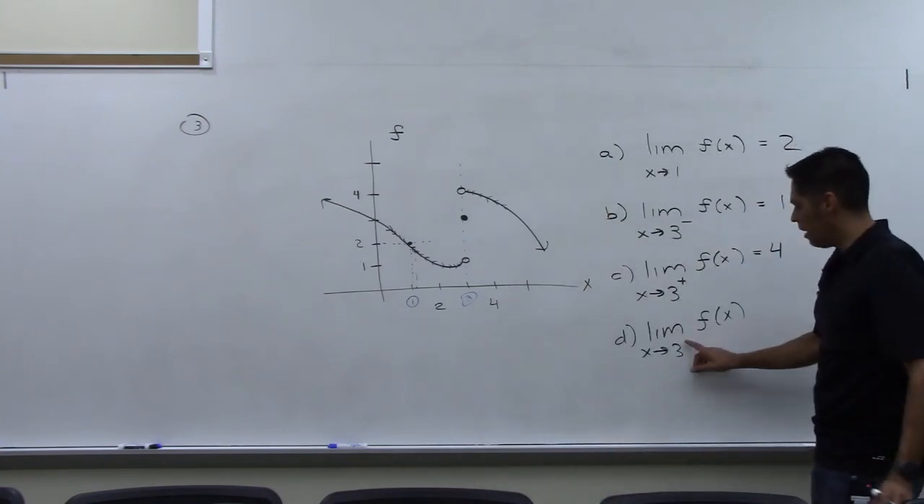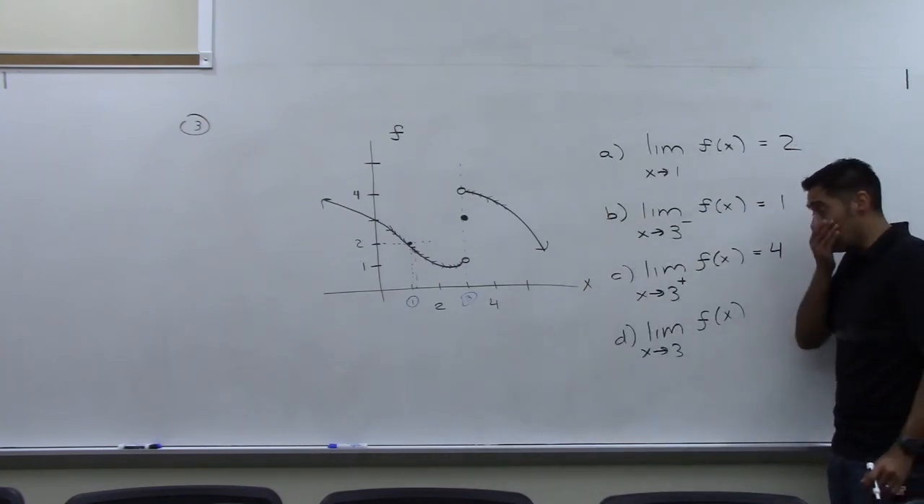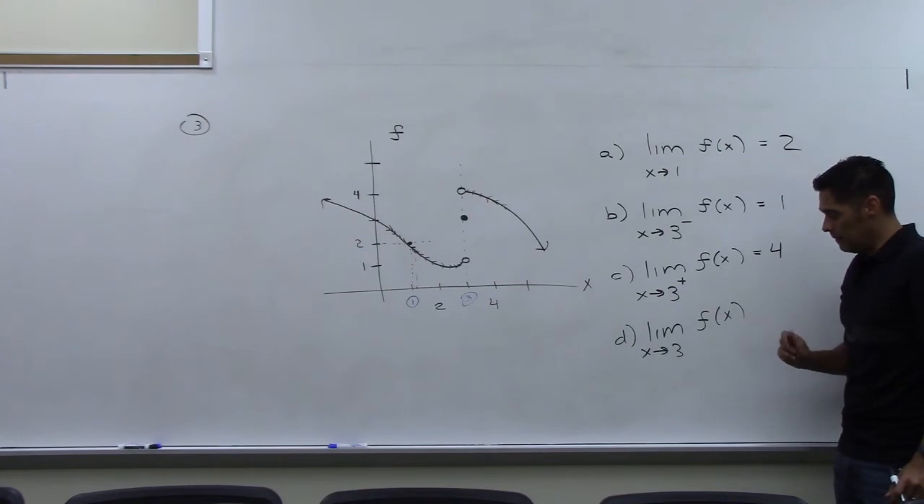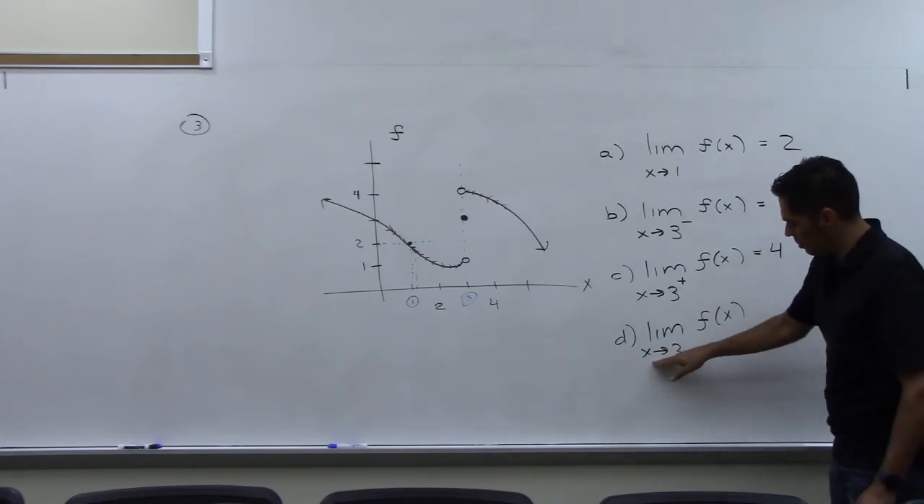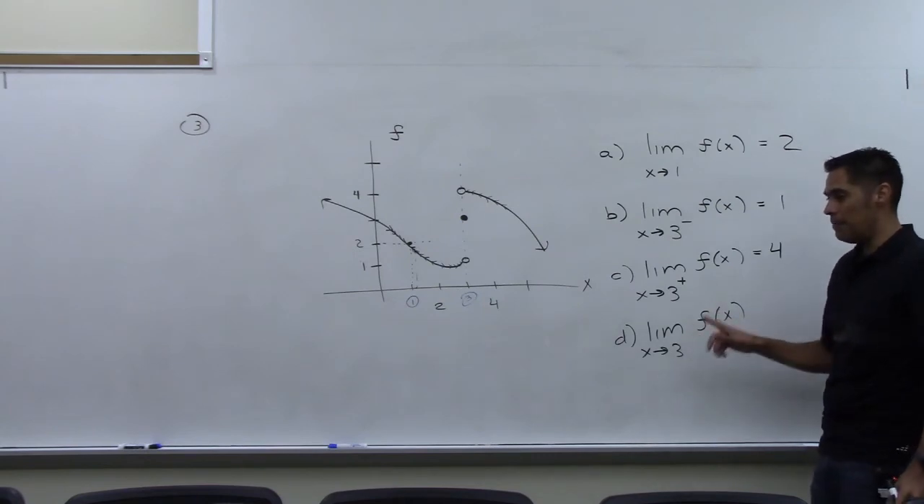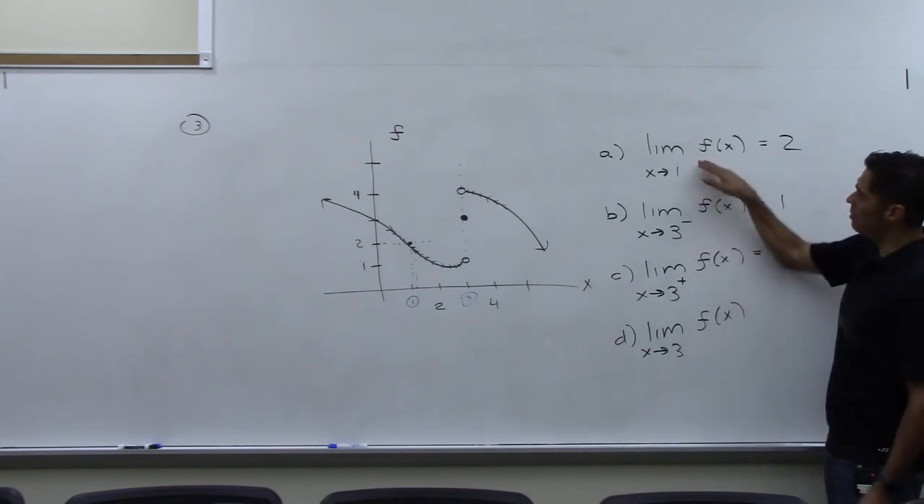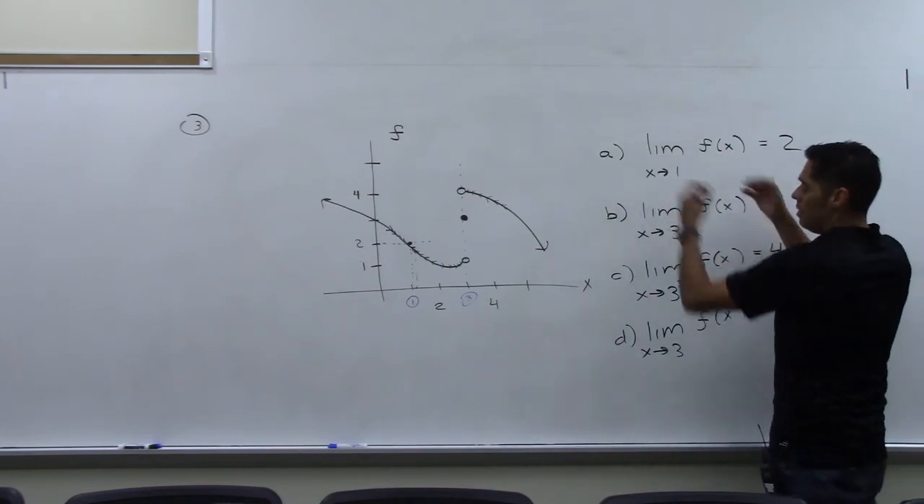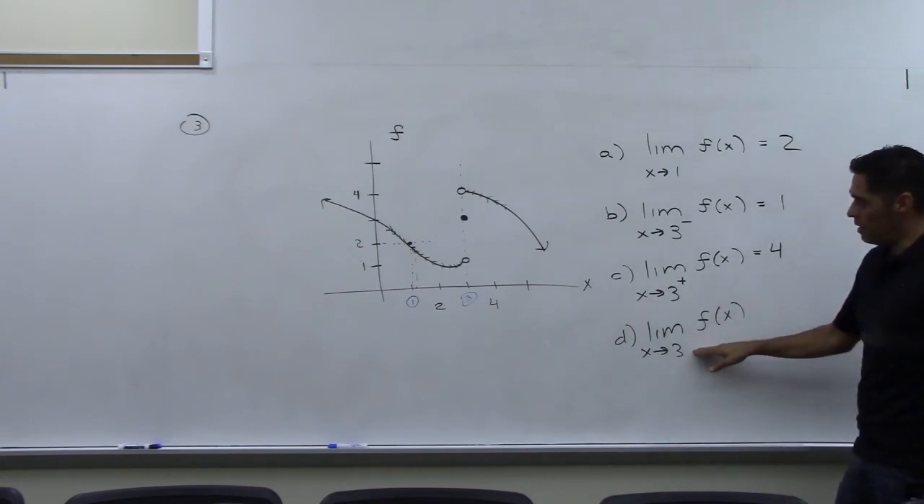And they don't tell you left or right. Now this is critical, and there's a reason why they did this. Because in order for this limit to exist, if they don't tell you plus or minus, that means you have to check both, like we did on this one. Remember I checked both sides? This means we have to check both sides, which we've done already.